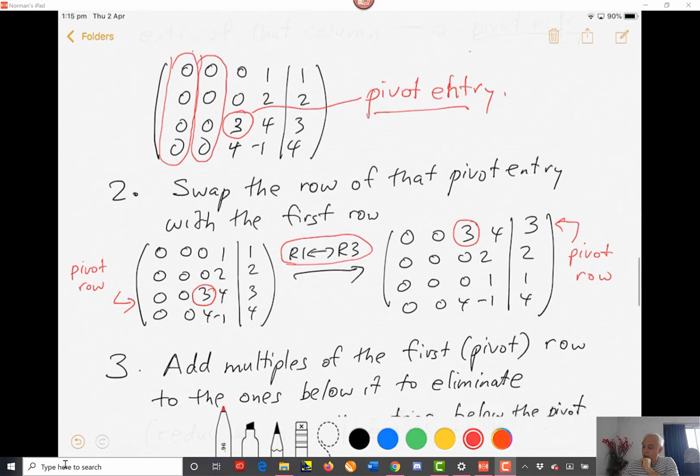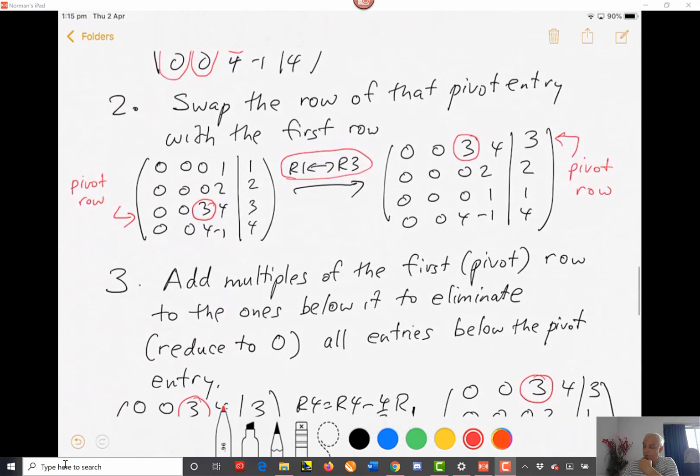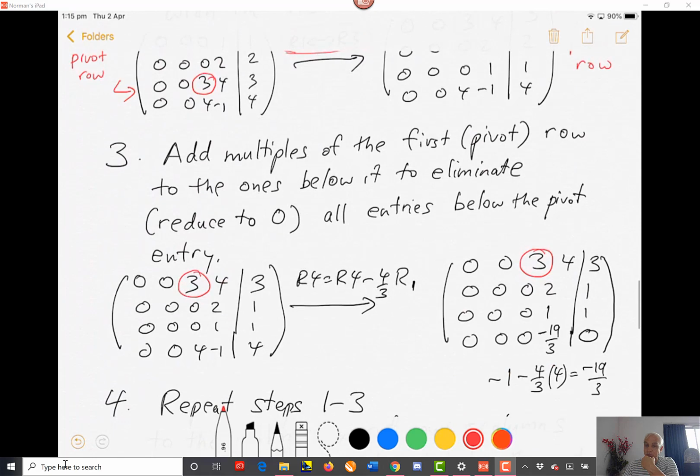Now, step number 3 is we're going to add multiples of the first pivot row to the ones below it in order to eliminate, in other words, to reduce to 0, all the entries below the pivot entry. So in our example, we have our pivot entry of 3. We're going to use that 3 to eliminate, or reduce to 0, all the entries below it. Well, there are 2 zeros already in place. They're happily there. We just have to get rid of this 4.